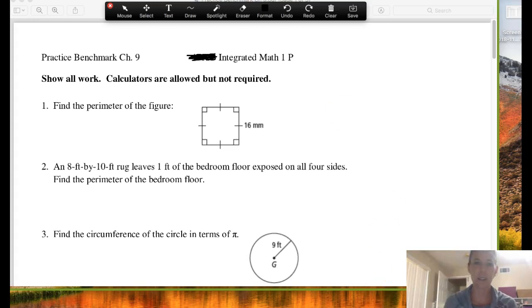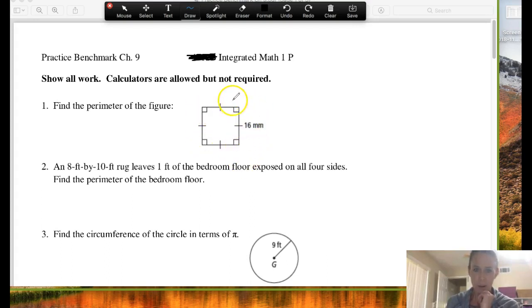Let's get started. All right, we're going to find the perimeter of this figure. By the markings, you can see these little hashes are congruent markings for all the sides. And then we have 4 right angles. So what we have is a square.